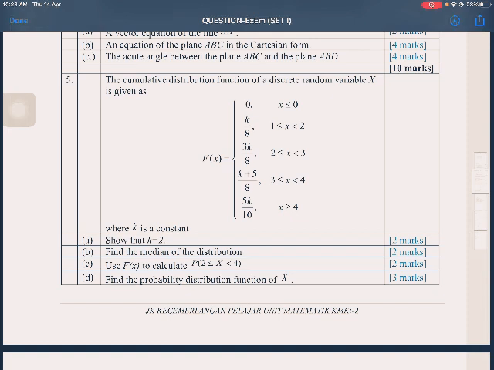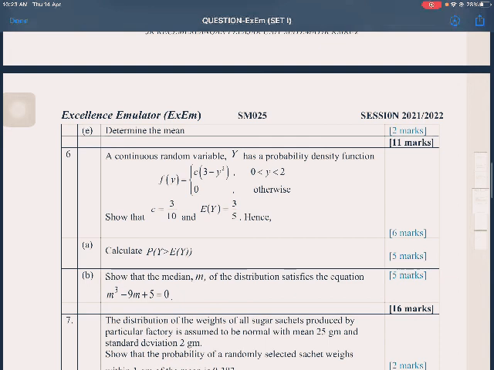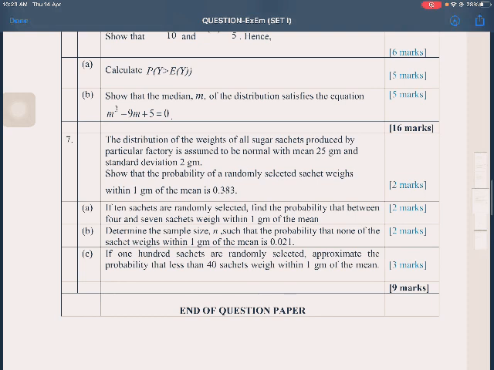For question 5, we read the question: the cumulative distribution function of a discrete random variable X is given as. This question is about chapter 9 again, so it's about discrete random variable. For question 6, a continuous random variable is also chapter 9. So there are 3 questions from chapter 9, a lot of marks from chapter 9, so you have to study chapter 9 more. For question 7, the distribution of weight of all sugar sachets produced by a particular factory is assumed to be normal. This question is about special probability distribution, the normal distribution.